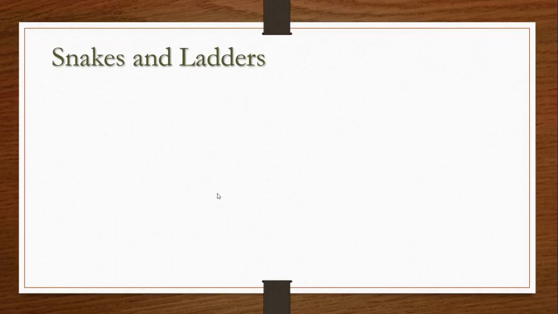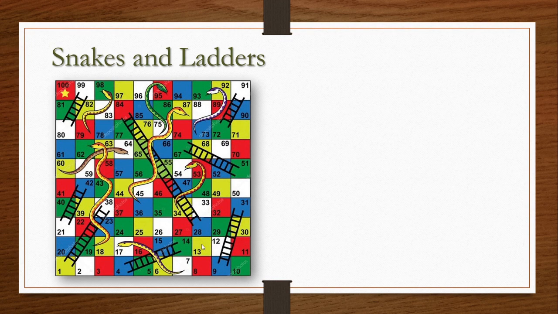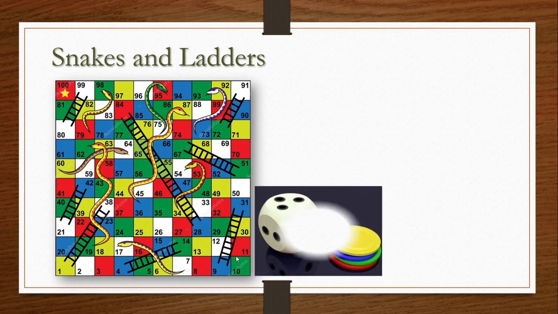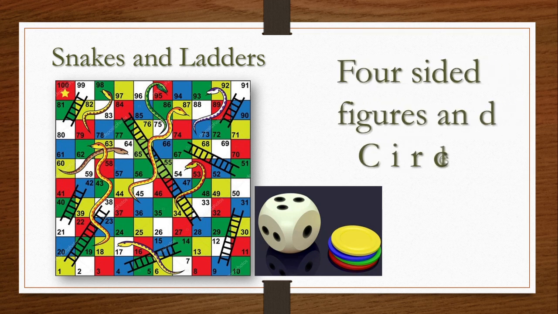Snakes and ladders, your favorite one, isn't it? This is our snakes and ladders board. Correct? Now what is the shape of this board? This is four-sided figure, right? And what about the coins that we use? See here, we need dice to play this, correct? And coins also to move from home to number, correct? They are in circular shape, correct? Now here also we can write four-sided figures and circles we can see in this game.